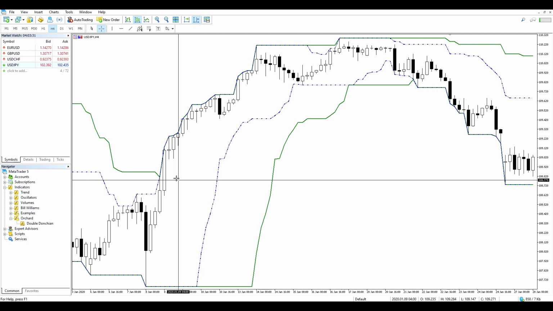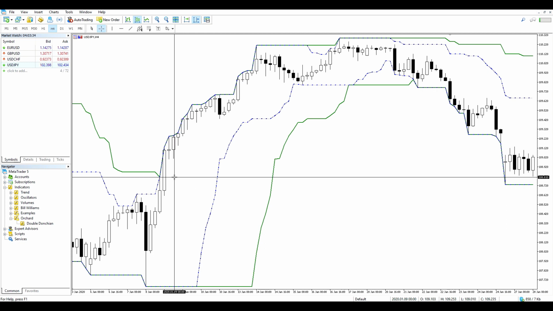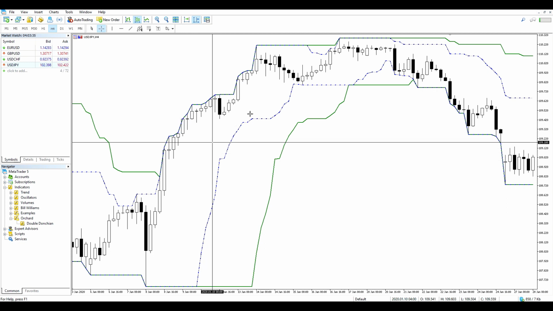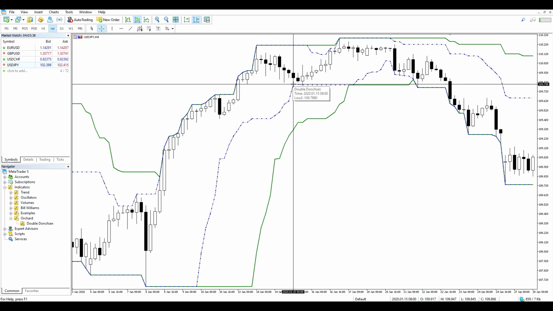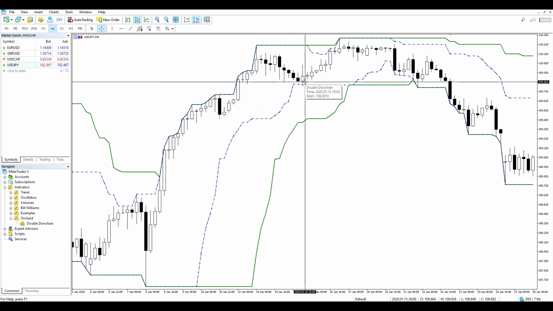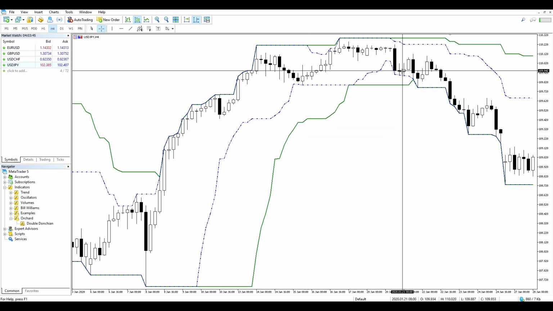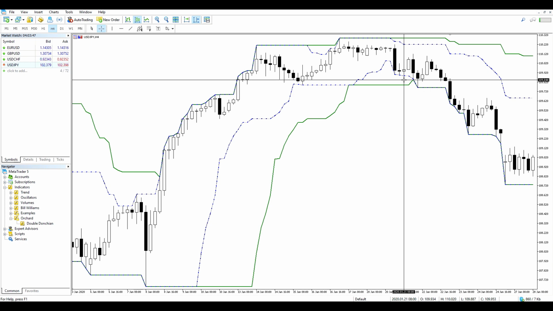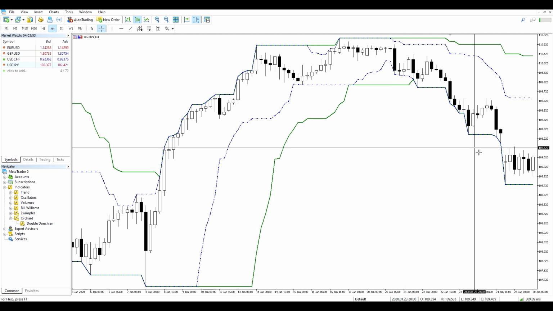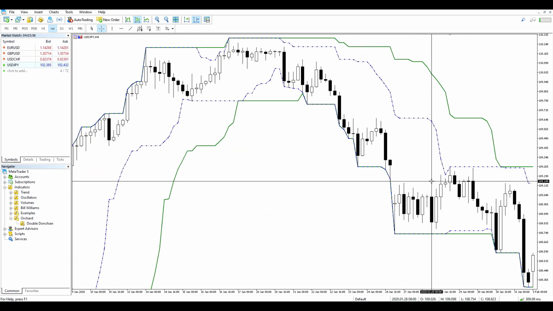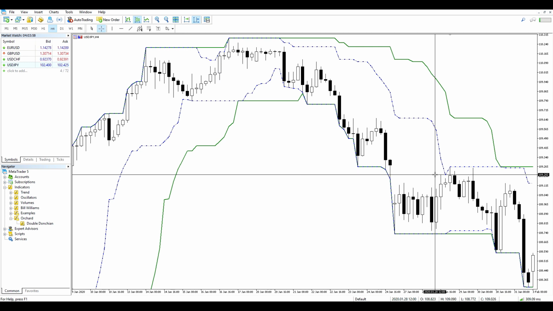On the chart, you can see that we entered a buy trade here, and the 12 period channel low was broken here, and that would have been the exit point for that trade. We would have entered a sell trade here on breaking the bottom of the 24 period channel, and the exit point would have been at this price level when we broke through the upper 12 period channel.